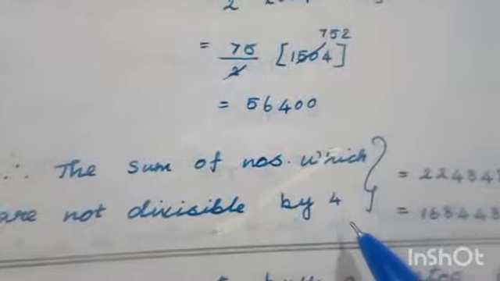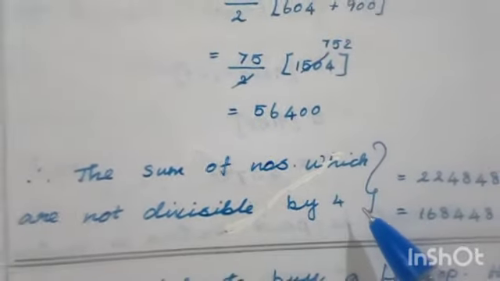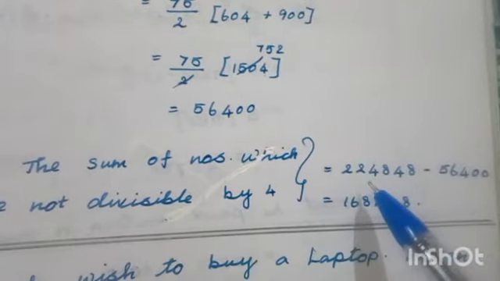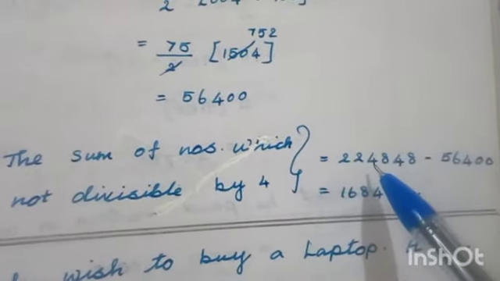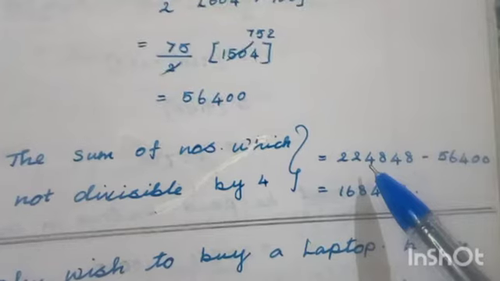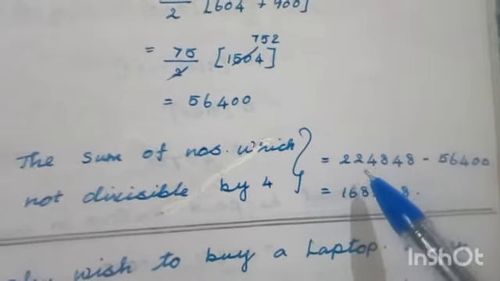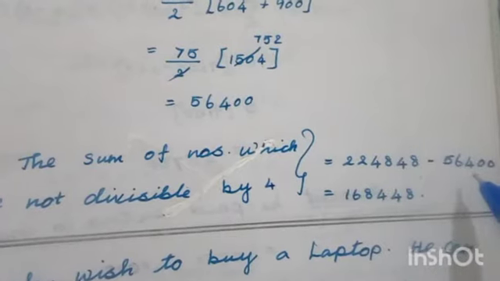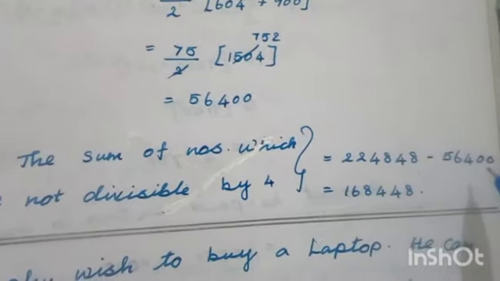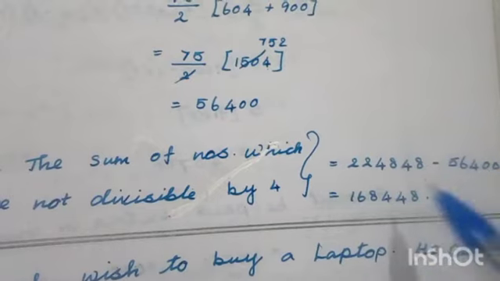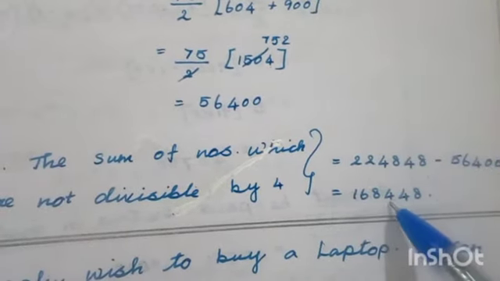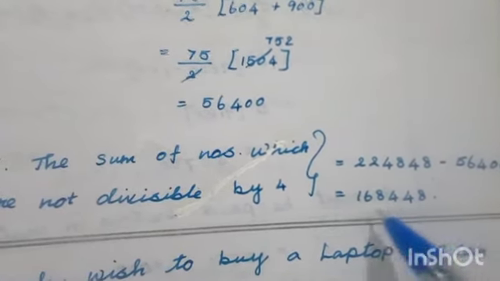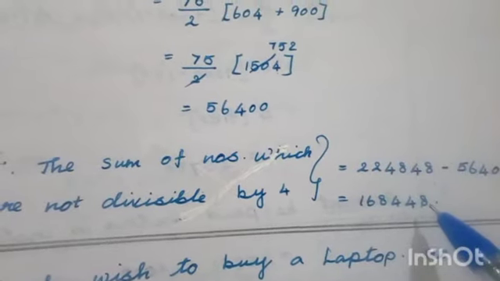We want to find the sum of numbers which are not divisible by 4. The total of numbers from 603 to 901, their sum is 2,24,848. Divisible by 4 is 56,400. So you have to subtract these two, you get the value 1,68,448. That is the sum of numbers not divisible by 4.